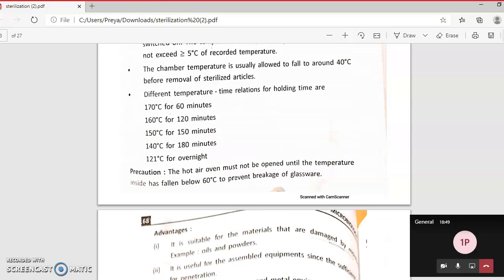Now, the precaution we have to take is that the hot oven should not be opened until there is a reduction in temperature to either 40 or 60 degrees, right? Otherwise what will happen, the glasswares will break.